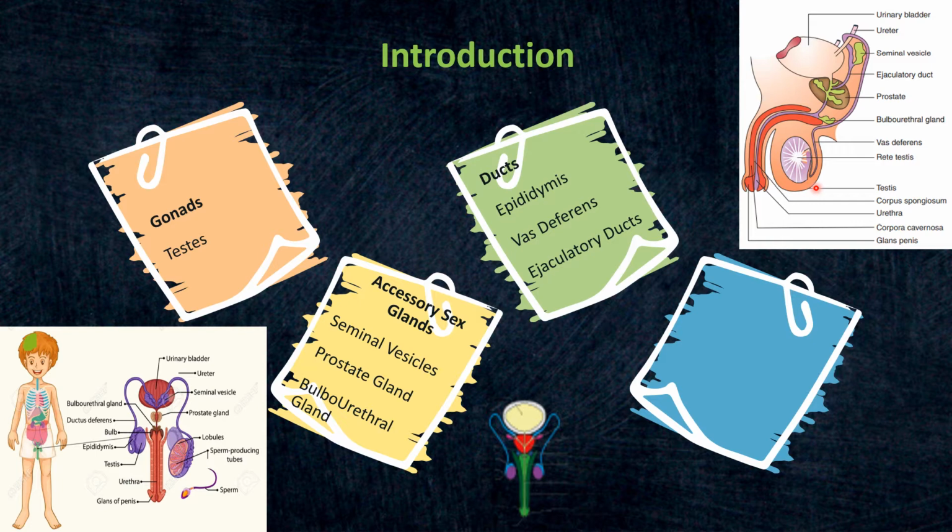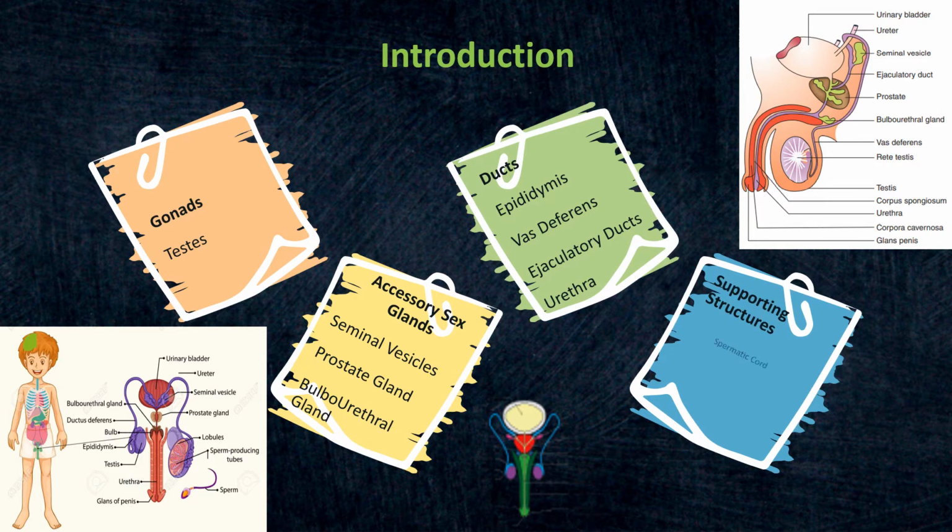Then ejaculatory ducts. Each ejaculatory duct is a slender tube that arises by joining the ductus deferens or the vas deferens with the duct of the seminal vesicle. Then urethra. The male urethra is a muscular tube that conveys the urine from the internal urethral orifice of the urinary bladder to the external urethral orifice at the tip of the glans penis.